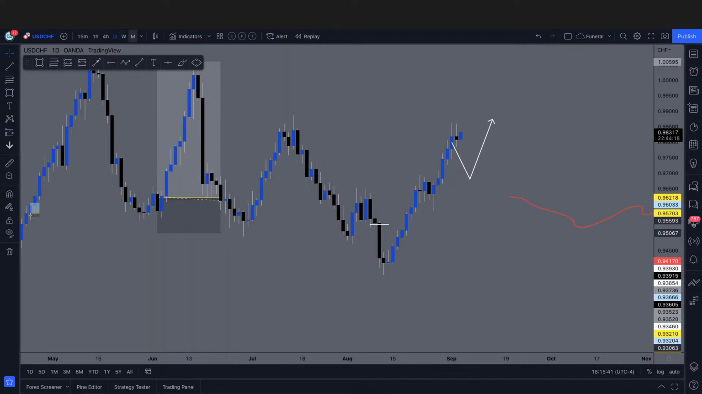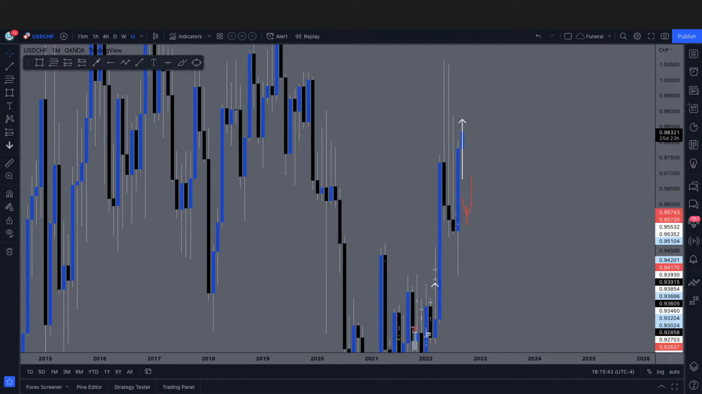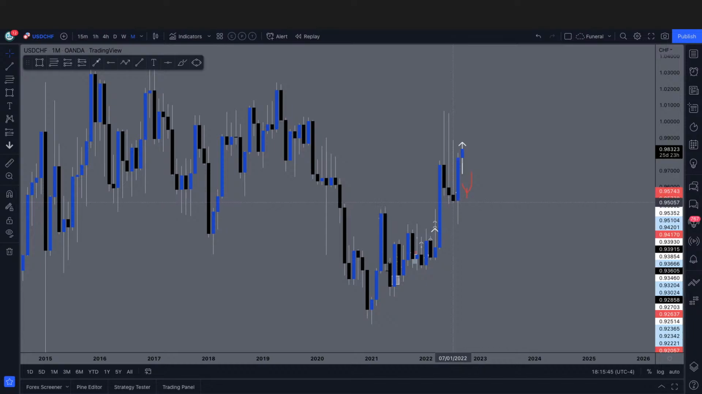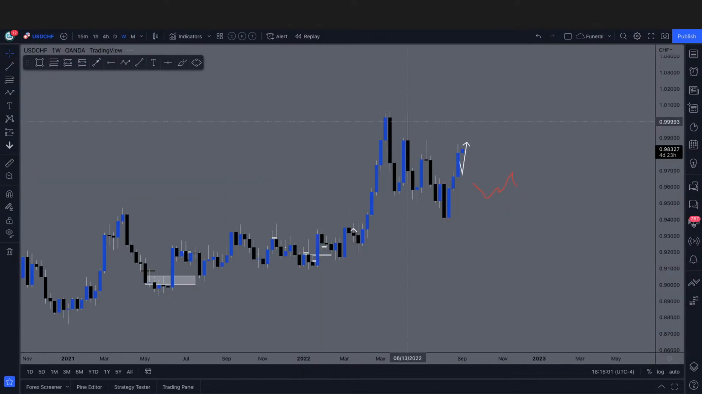If we do go over to USD CHF, on USD Swiss franc, we have a market that's completing a monthly TMCP, so we have the impulse breaking structure to the upside, coming back for the retracement and looking to continue to the upside, making a higher high, and that is on the monthly time frame. So it is extremely strong.